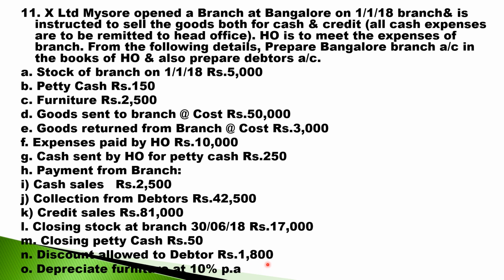Discount allowed to debtor is marked, it will not come in branch account, it will come in debtors account. Depreciate furniture at 10% per annum should be deducted from the closing furniture. But remember student, depreciation should be calculated only for 6 months because the account is closed in June. So you should calculate depreciation for 6 months.